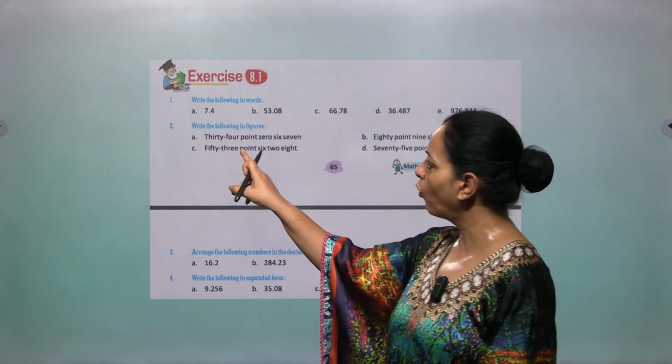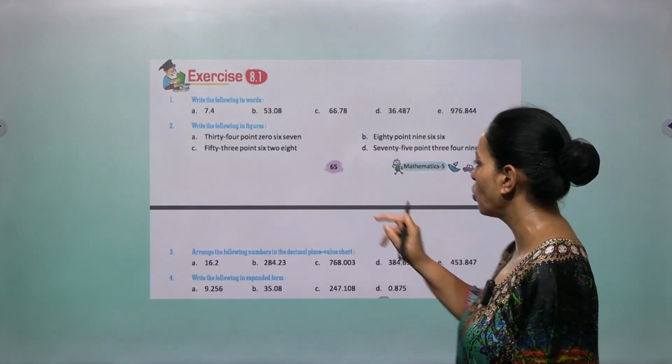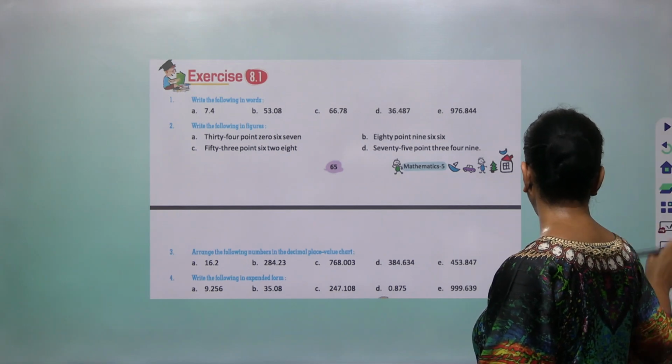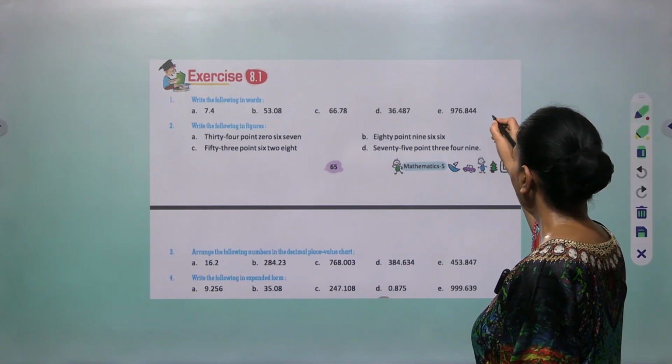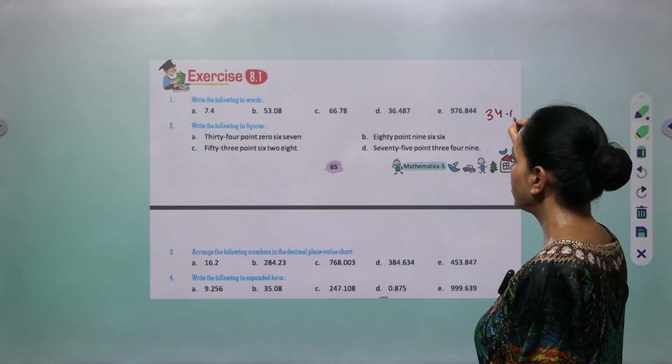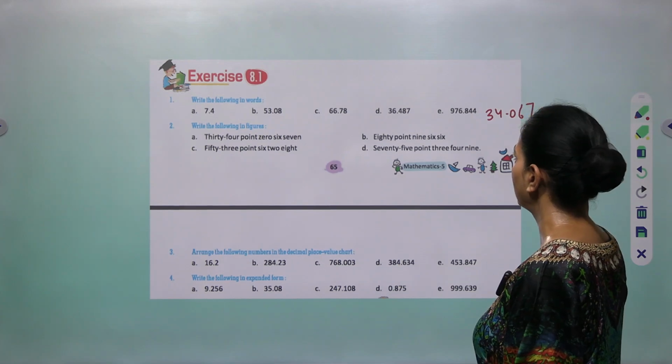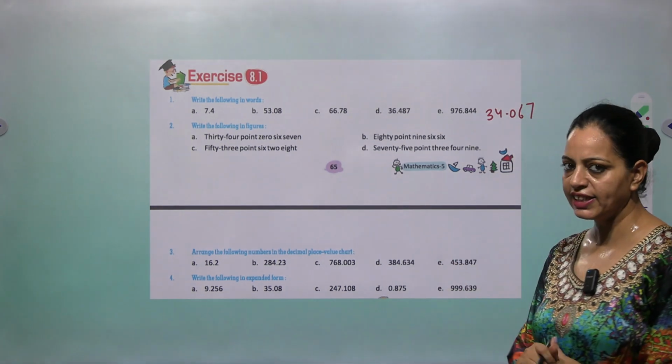A part, 34.067. So how will you write it? 34.067. So like this. So you can enjoy this exercise.